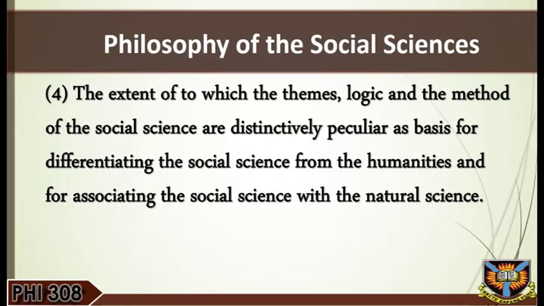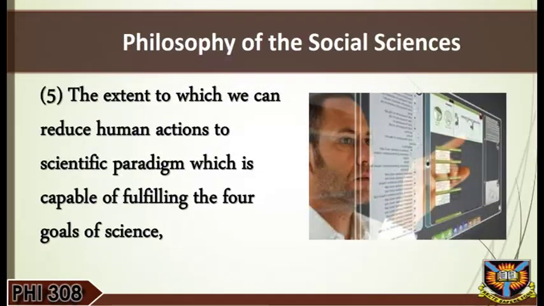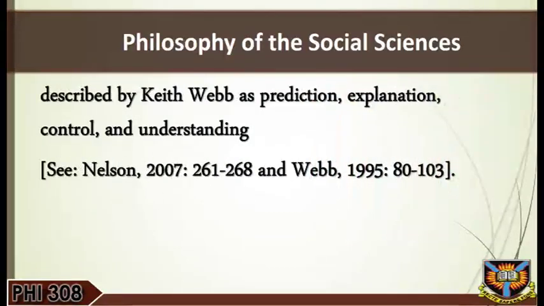4. The extent to which the themes, logic, and the method of the social sciences are distinctively peculiar as a basis for differentiating the social sciences from the humanities and for associating the social sciences with the natural sciences. And lastly, the extent to which we can reduce human actions to a scientific paradigm, which is capable of fulfilling the four goals of science, described by Keith Webb as prediction, explanation, control, and understanding. (Nelson, 2007, pages 261 to 268, and Webb, 1995, pages 80 to 103.)